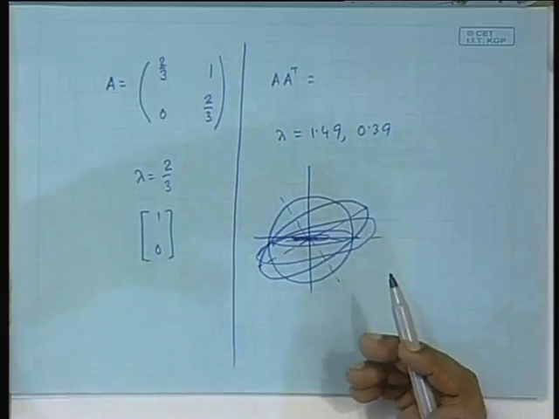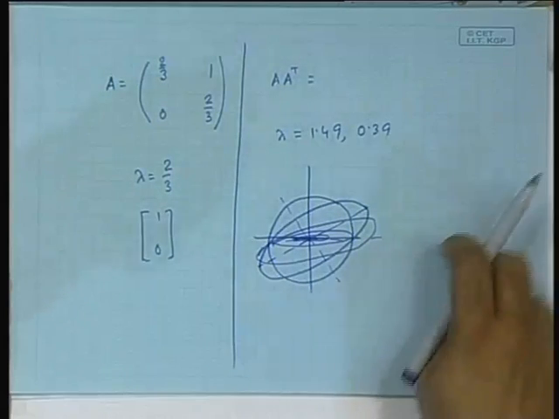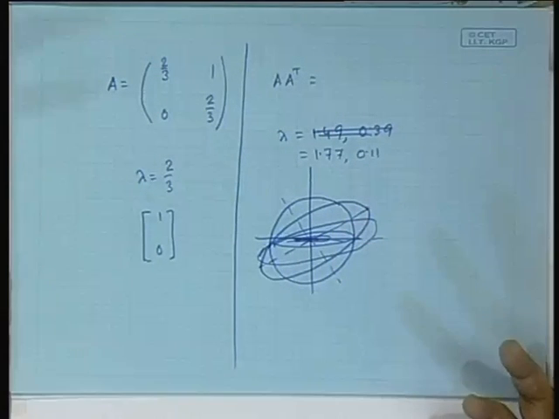So intermittently you may see an expansion. First of all, those values are wrong. Okay, what is that? 1.77 and 0.11. Fine, no problem. 1.77 and 0.11. Still the conclusion remains intact. And so why is the direction changing?